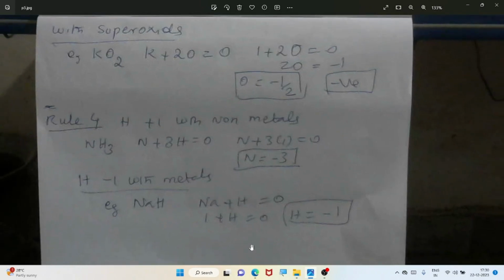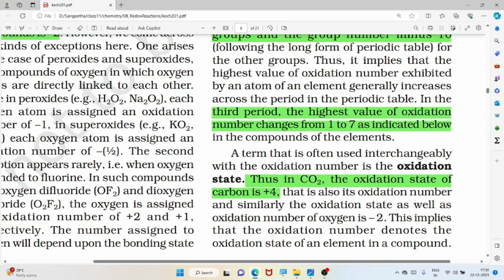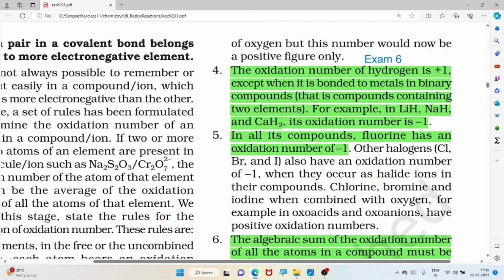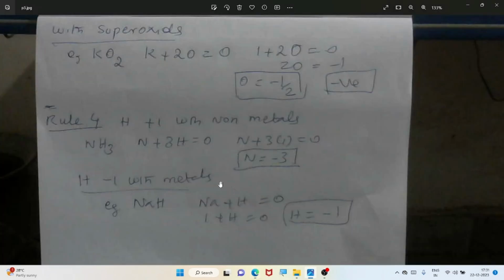Now rule number 4. The oxidation number of hydrogen is +1, except when it is bonded with metals in binary compounds, that is, compounds containing two elements. So it is +1 with non-metals and -1 with metals. That is the oxidation number of hydrogen: +1 with non-metals and -1 with metals.